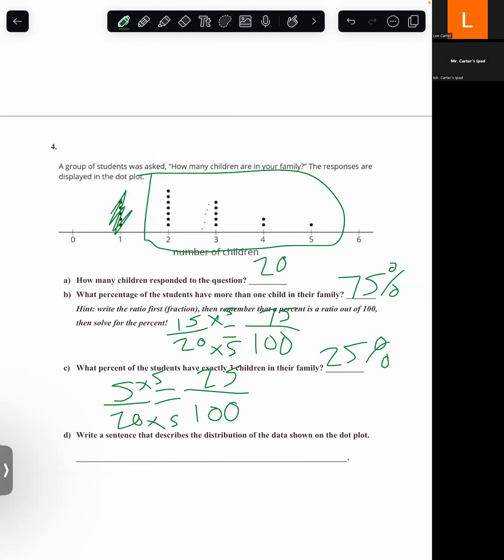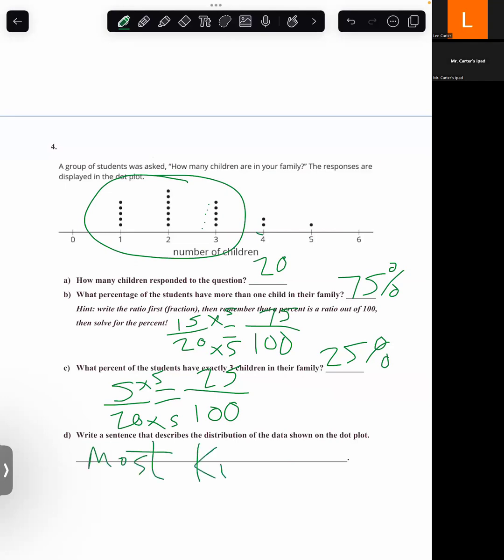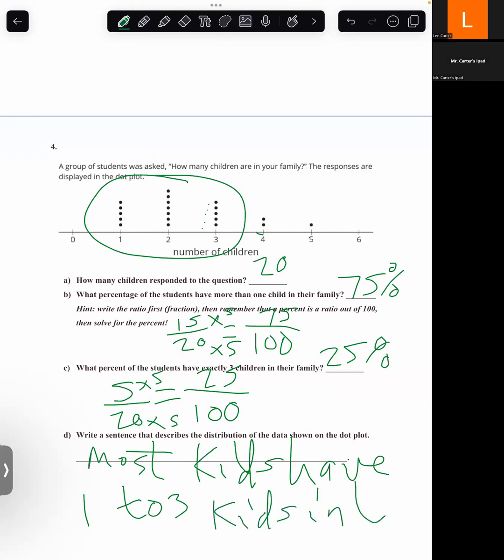And then it says, write a sentence that describes the distribution of the data shown on the dot plot. Again, your answer should not be worded exactly the same as mine. All right, let's see. I'm looking at most of the kids have between 1 and 3 children in their family, right? Because there's a couple over here at 4 and 5, but most kids have 1 to 3. Or you could put 1 to 3, 1, 2, or 3 kids in their family.